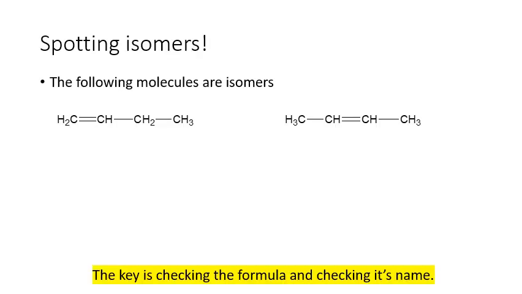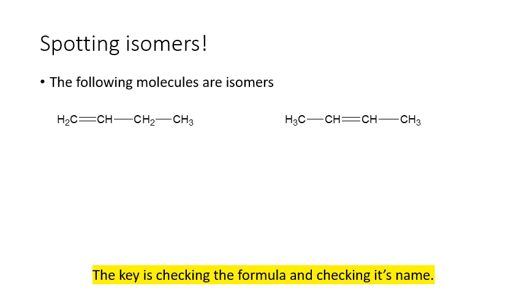Spotting isomers. The following molecules are isomers. Have a look at them. The key to spotting isomers is you have to check the formula and check its name. So you have to name both those molecules in order to find out if they're isomers. If they have got the same name, then they can't be isomers. So their names have to be different. The formula is very important as well, because remember the definition of an isomer. It's a molecule with the same chemical formula but different structural formula.